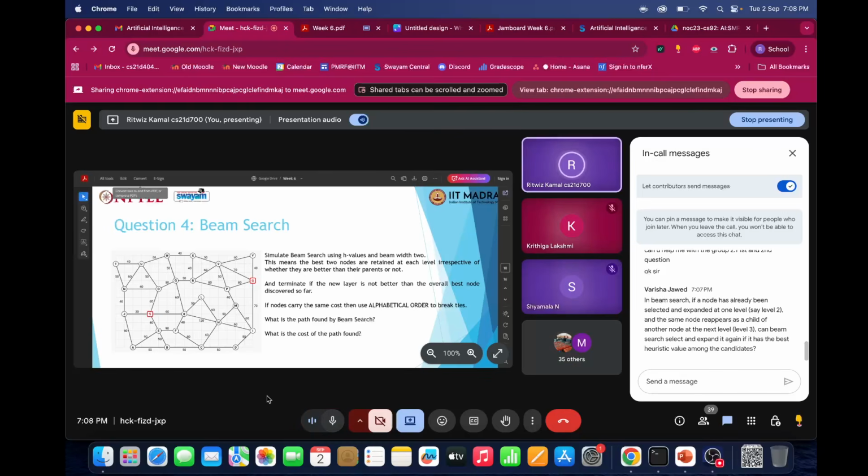Varisha, to answer your question, yes, if at the next level the same node seems to be the best looking node, you can include it in the beam width that you have. As in, you don't care about repetition in beam search.